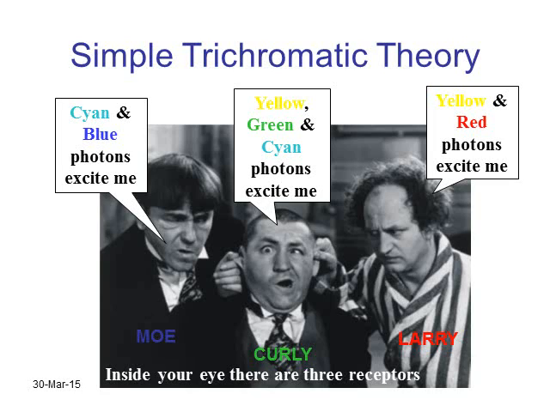These are receptors inside your eye. So what would excite Mo? Mo would be excited either by cyan or blue. Curly could get excited by anything with green light in it. So green, again, cyan or yellow. And then Larry would get excited by the yellow, which has the red, or the red.